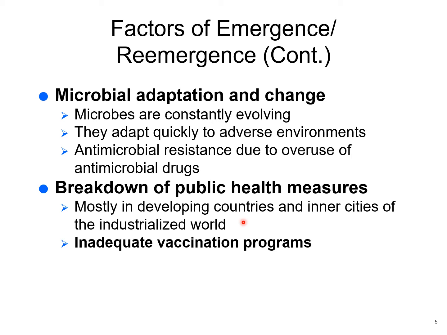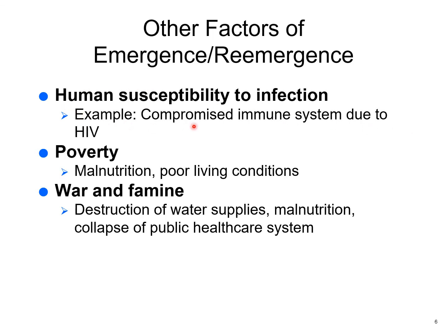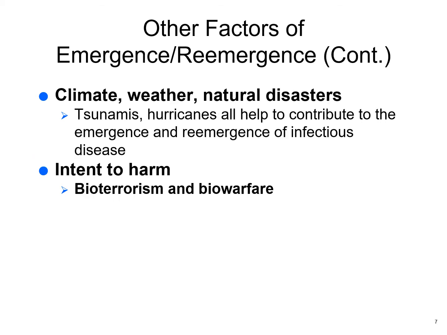There can be war, there can be terrorists. I mean, a whole lot of the world lives through a whole lot more hardship than we do. Human susceptibility to infection: poverty, war and famine, climate change, climate in general, weather, natural disasters, tsunamis, hurricanes, emergence and reemergence of infectious disease, intent to harm.